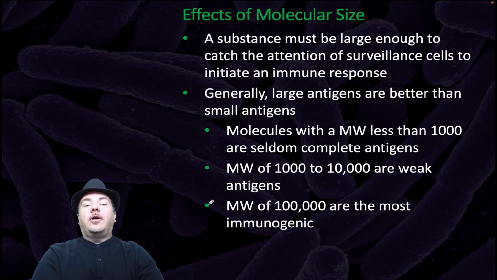A substance must be large enough to catch the attention of surveillance cells to initiate an immune response. Generally, large antigens are better than small antigens. Molecules with a molecular weight less than 1,000 are seldom complete antigens. Molecular weights of 1,000 to 10,000 are weak antigens, and molecular weights of 100,000 are the most immunogenic.